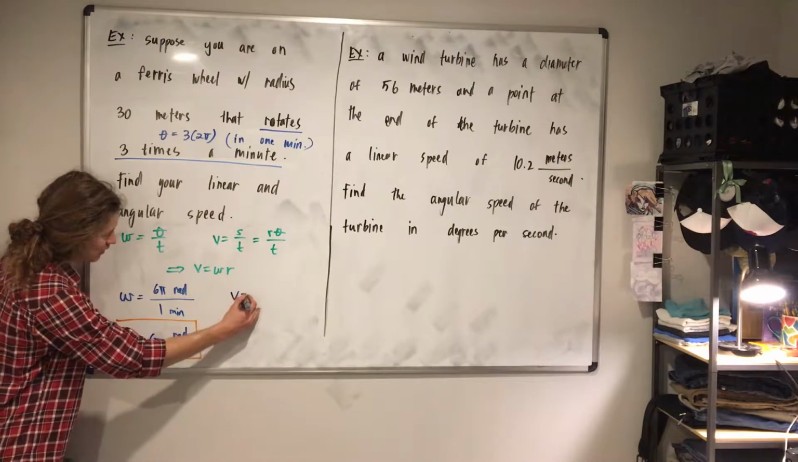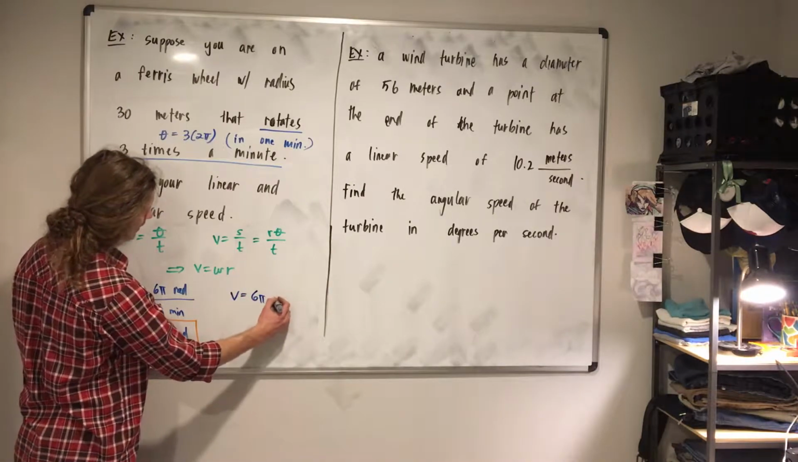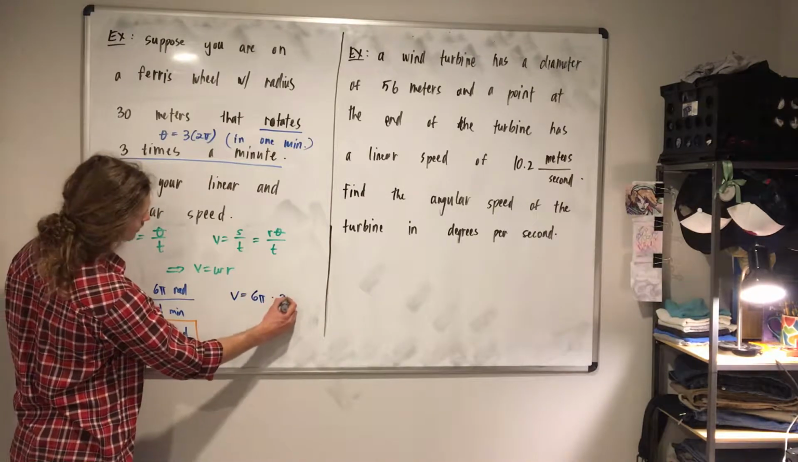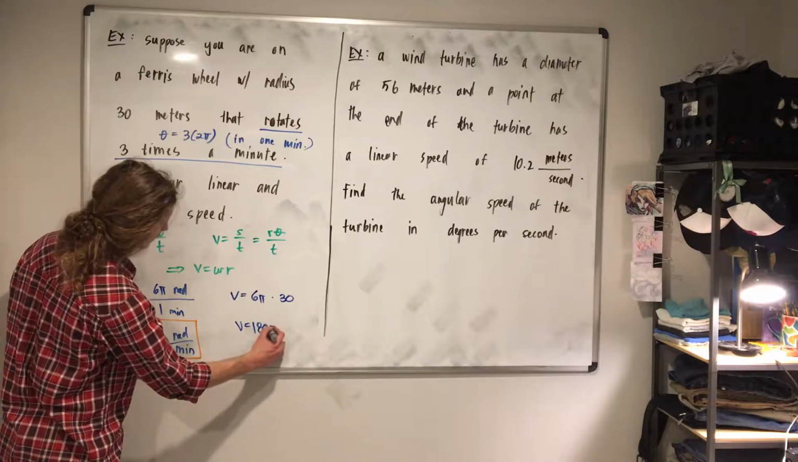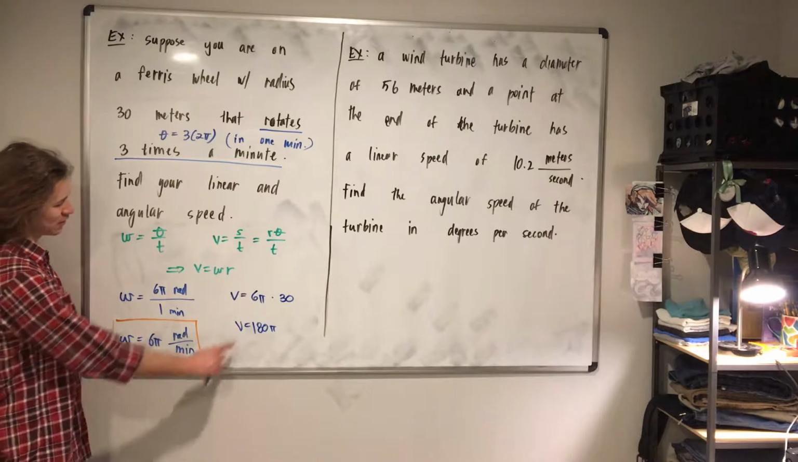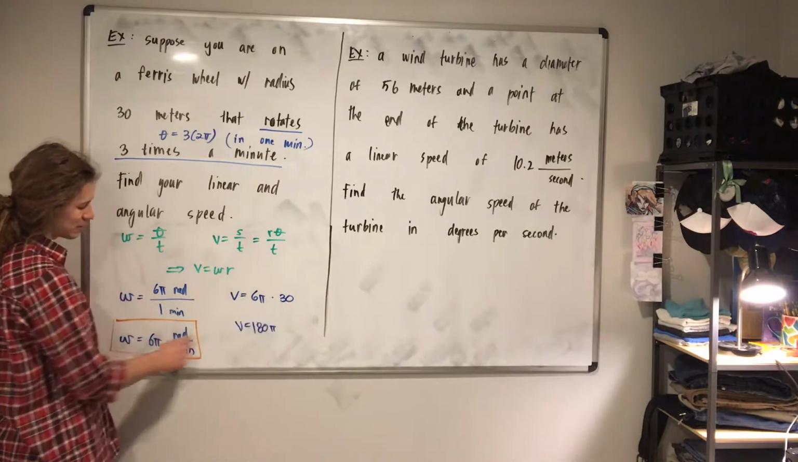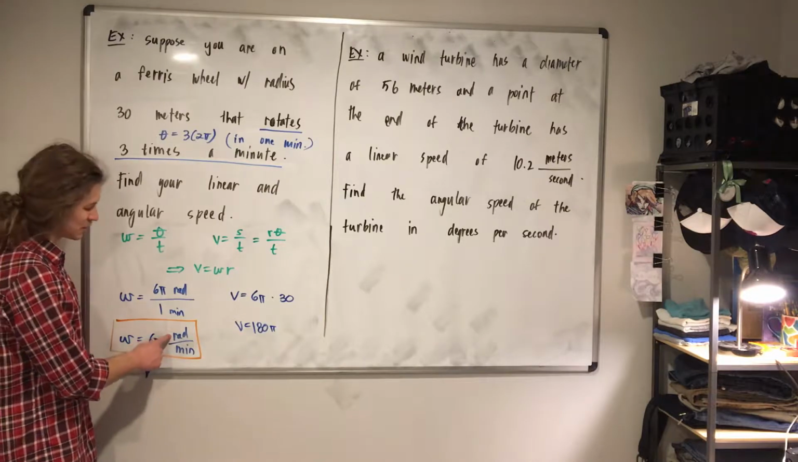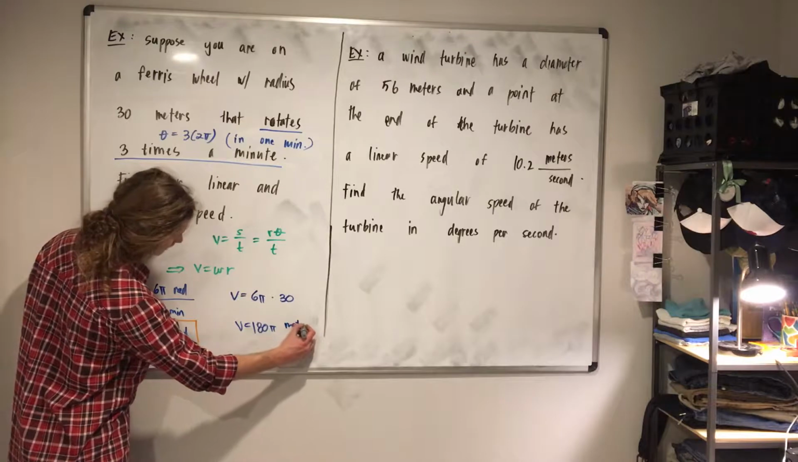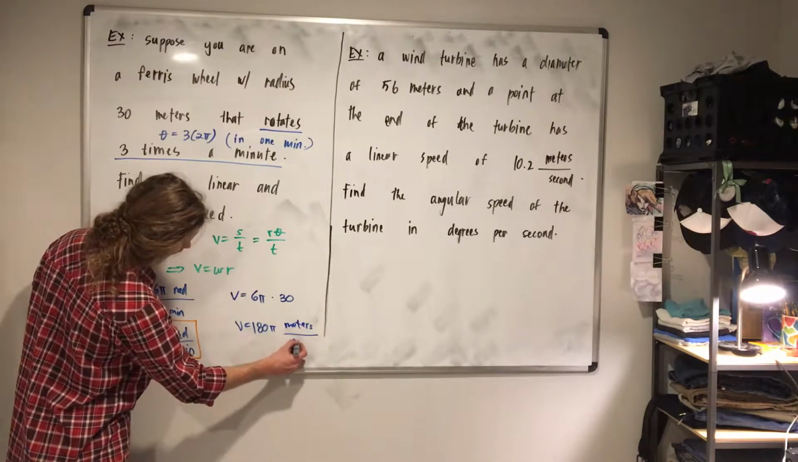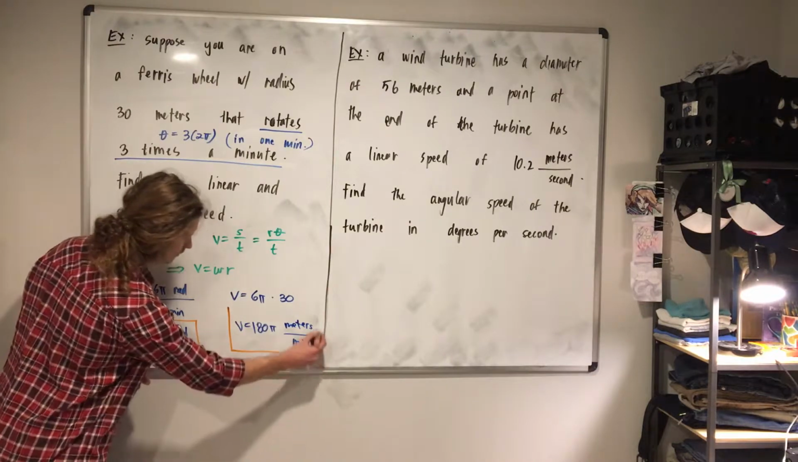We can say our linear speed is equal to 6 pi times 30, which is 180 pi. And note my units here. I have radians per minute and 30 meters. Note that radians are unitless. I can just treat them as a number. So I have meters per minute as my unit. Give that a box and call that problem done.